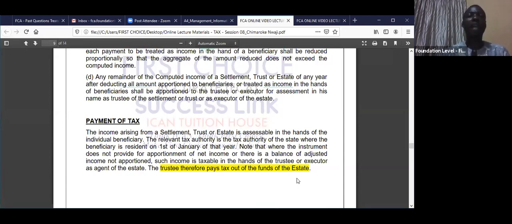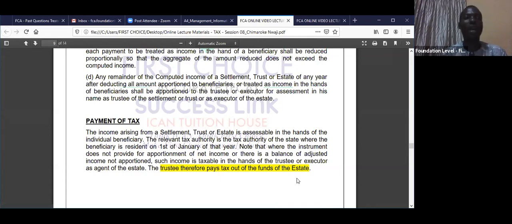Now, as the trustee is administering the estate, the will, beneficiaries will be getting their cut, their share. The income in the hands of the beneficiary depends on where they are resident as at 1st January of that year. So if they are resident in Lagos, so be it. Lagos will tax them. If the beneficiary is resident in, maybe, Ondo State and is found there, as that is where he lives from the 1st of January of that year, that is where his tax will go.